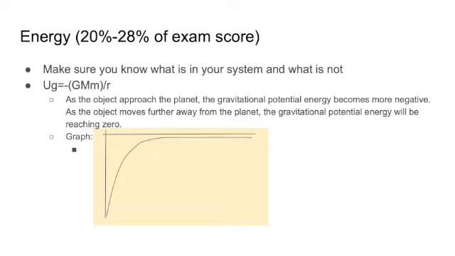So the next unit is energy. Ug is going to be negative GMm over r, meaning as an object approaches the planet, the gravitational potential energy becomes more negative. And as the object moves further away from the planet, the gravitational potential energy will be reaching 0. So if it's infinitely far away from the planet, it's going to approach 0. So the graph between Ug and r is going to be a negative inverse graph.